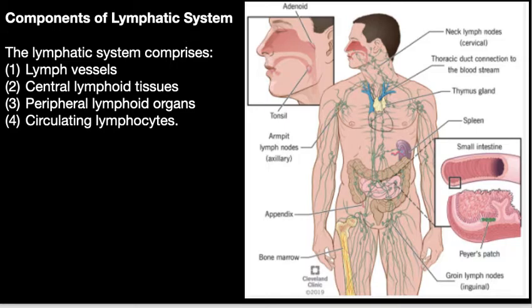Now, the components of the lymphatic system, there are four components: the lymph vessels, central lymphoid organs, the peripheral lymphoid organs, and the circulating lymphocytes.